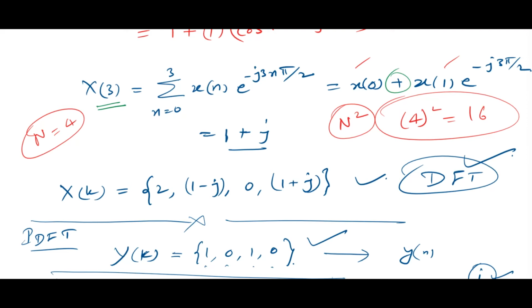So what was the formula for complex additions? How do we find total complex additions? It's n multiply n minus 1. If we substitute n equals 4, this becomes 4 into 4 minus 1, 4 multiply 3, that is 12 only. I hope you get a clear idea about complex multiplications and complex additions in DFT.